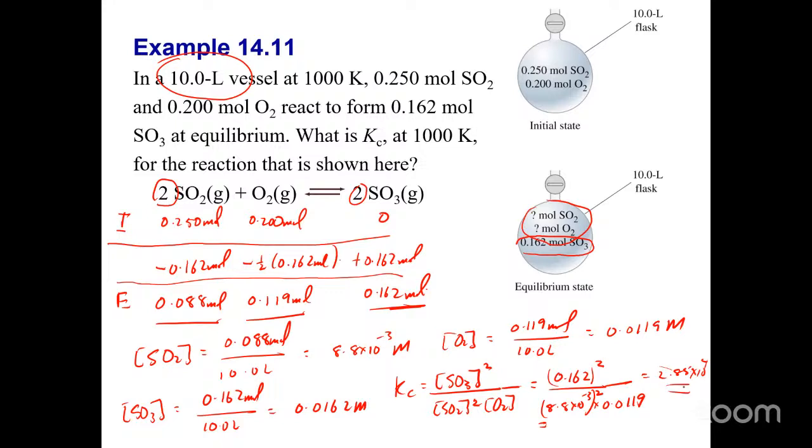Okay, so that's basically how you approach a problem of this type, all right? Any questions about this? Any questions out there in Zoom? Okay, so let me continue.